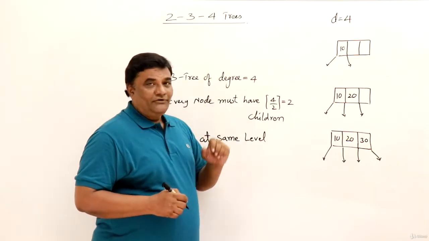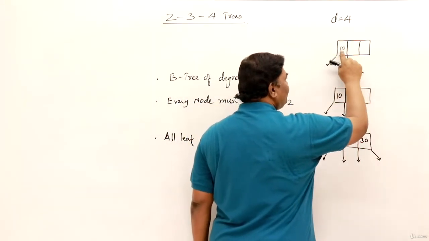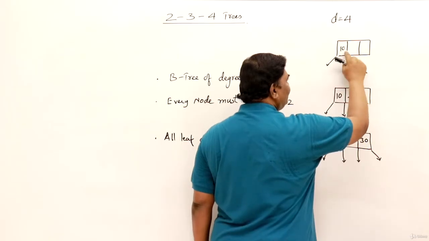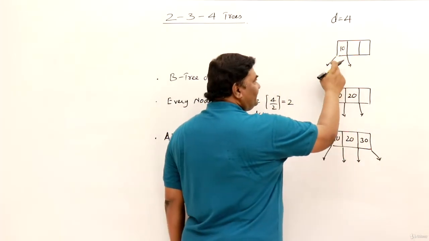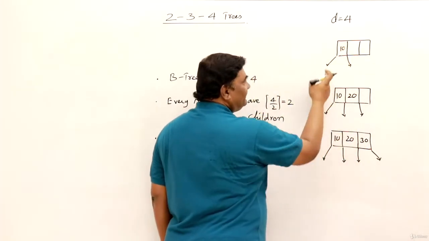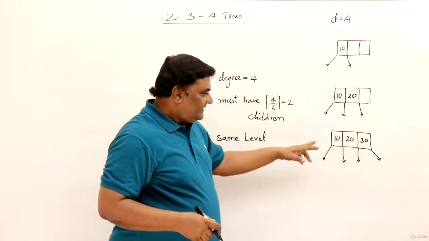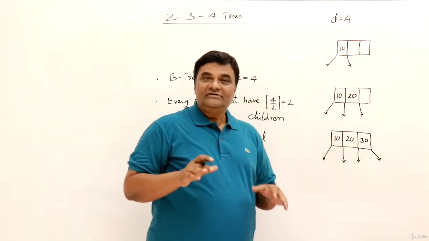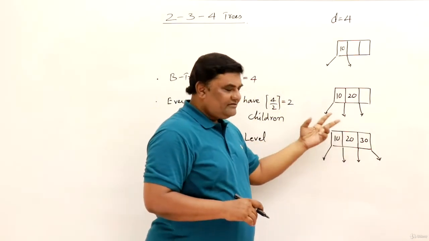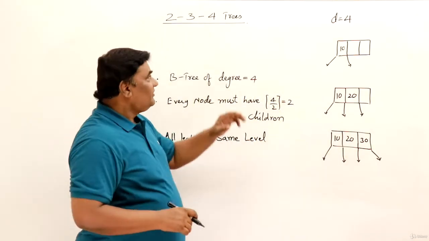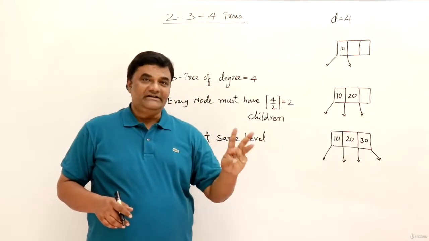Now when the degree is 4, how does the node look? Let us see. Degree 4 means 4 children are possible, so 3 keys are possible. So here 3 spaces are there for the keys, and up to 4 children can be there. The first possibility is 1 key with 2 children. Second, 2 keys with 3 children, and then 3 keys with 4 children. So the degree is 4, but a node can have 2 children, 3 children or 4 children. That's why it is called a 2, 3, 4 tree. So every node can have either 1 key, 2 keys or 3 keys.